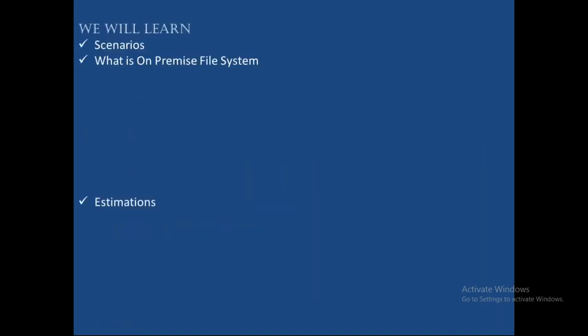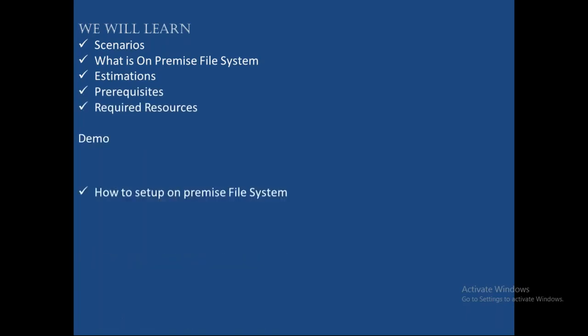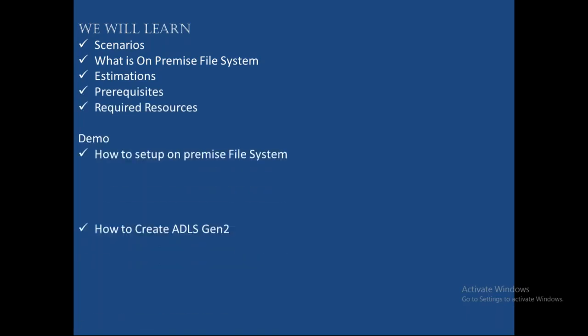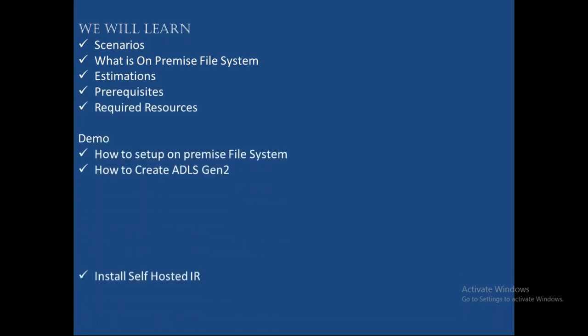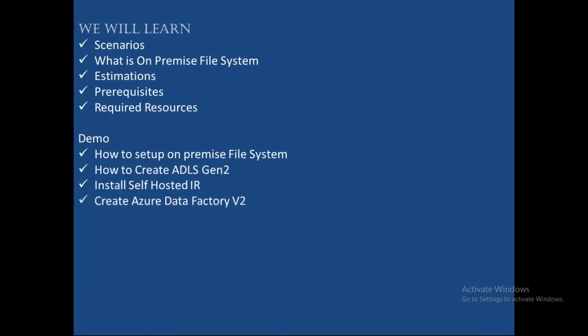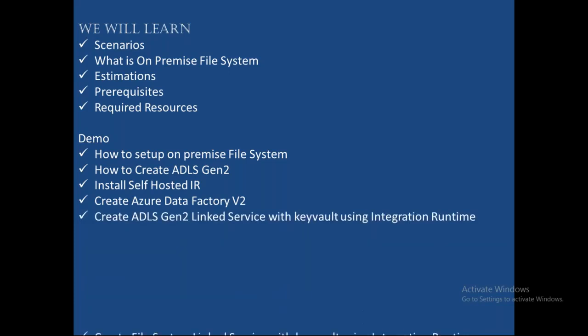In today's session we will learn the scenarios, what is an on-premise file system, estimations, prerequisites, required resources. Then we go to the demo. We will see how to set up the on-premise file system, how to create ADLS Gen2, install self-hosted IR, create Azure Data Factory V2. Here we are going to install self-hosted IR today as well because it's an on-premise file system. Next, create ADLS Gen2 linked service with the key vault using integration runtime.